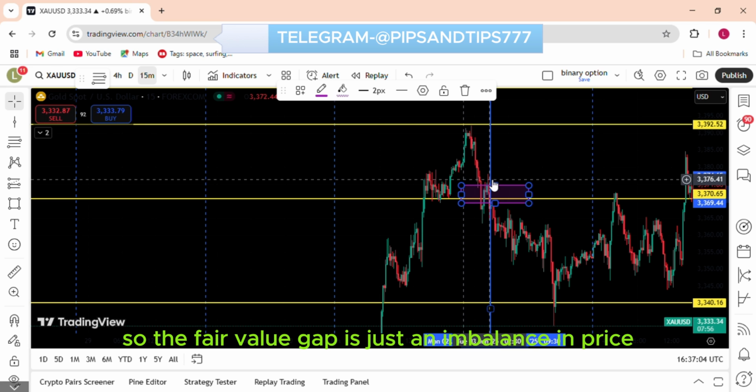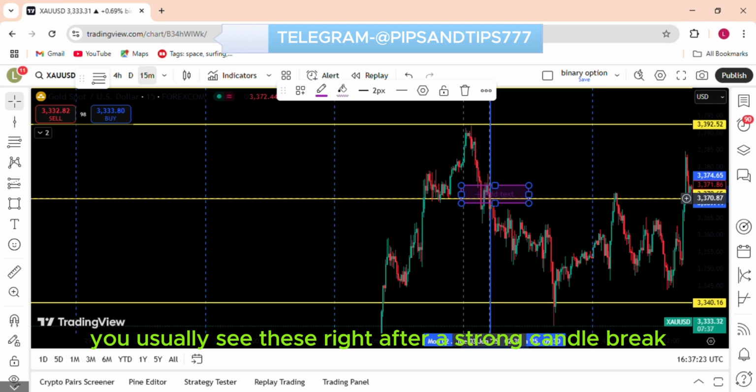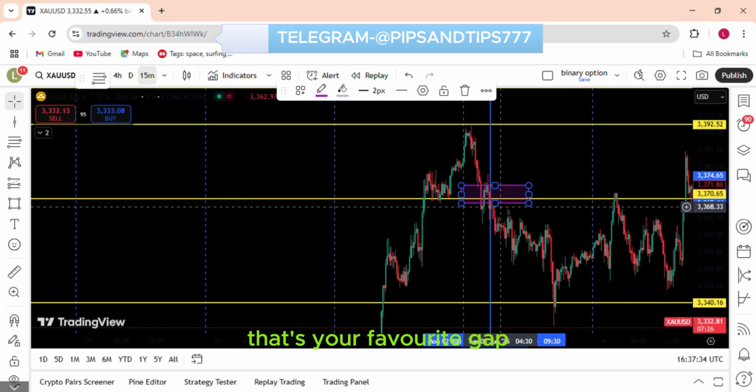So the fair value gap is just an imbalance in price, a gap between candles that wasn't filled immediately. Smart money often returns to these zones to fill orders, so they become entry points for us. You usually see these right after a strong candle breaks a structure. Like I said, a big imbalance is left behind. That's your fair value gap.